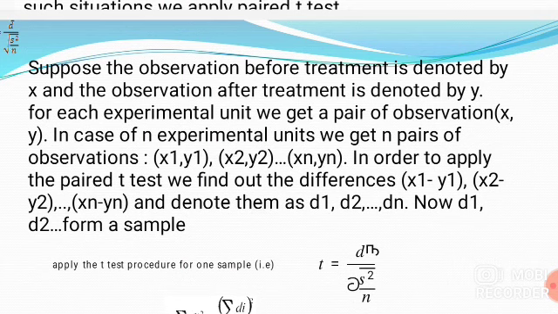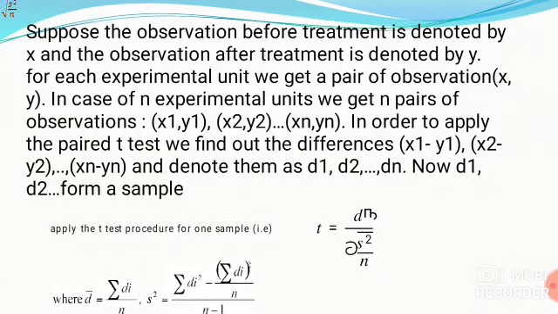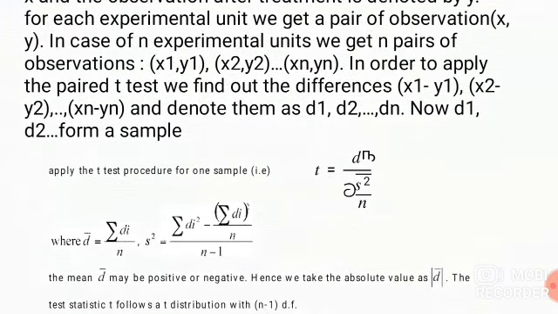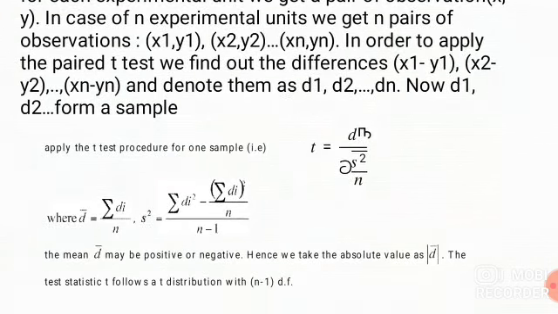In order to apply the paired t-test, we find the differences x1 minus y1, x2 minus y2, ... xn minus yn, and denote them as d1, d2, ... dn. Now d1, d2, ... dn form a sample.